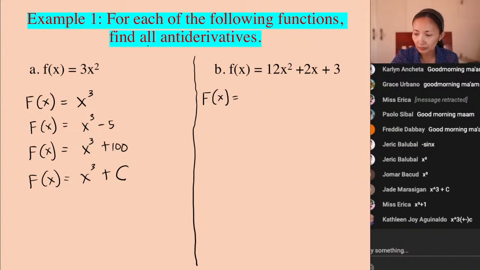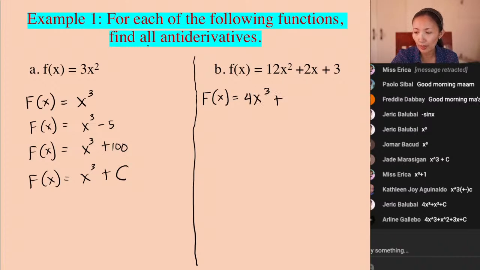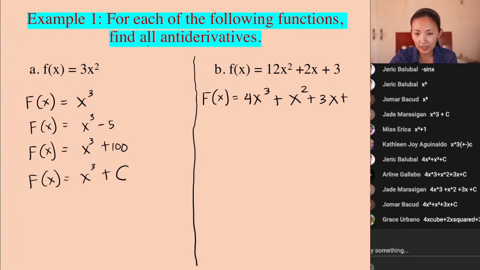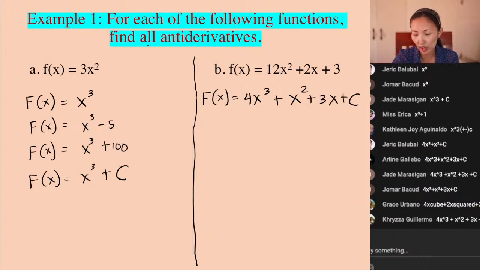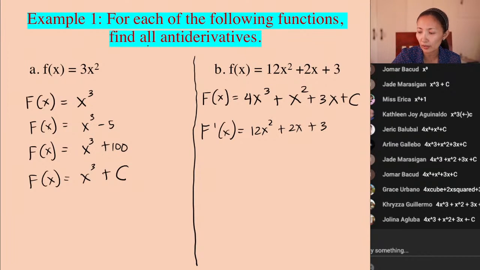It will be 4x cubed, correct? Plus, how about this? x squared, correct? Plus 3x. Arlene's answer is 4x cubed plus x squared plus 3x plus c. You can verify by taking the derivative. Let me erase first. Let's use f prime to mean the derivative. F prime of x gives 12x squared plus 2x plus 3, correct? And c, any constant, its derivative anyway is 0, so it does not matter.